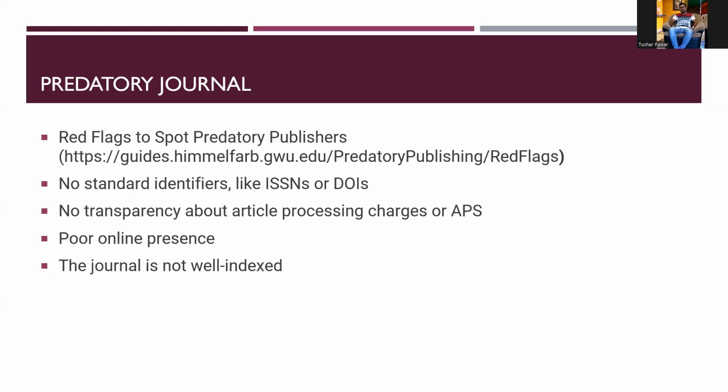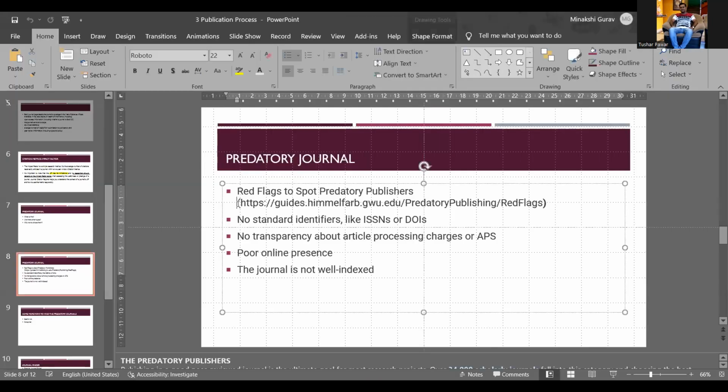Now, how to find out the predatory journal? Here I have written one website: red flags. Use red flags to spot predatory journals or predatory publishers. So you'll find those red flags. I will try to go on that link. I think I cannot go directly on the link. I have to escape the presentation and click this. I'll try putting it in the window.